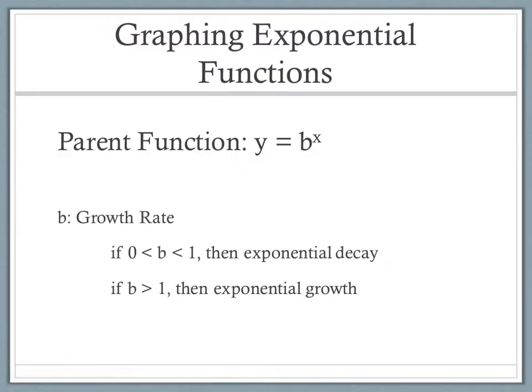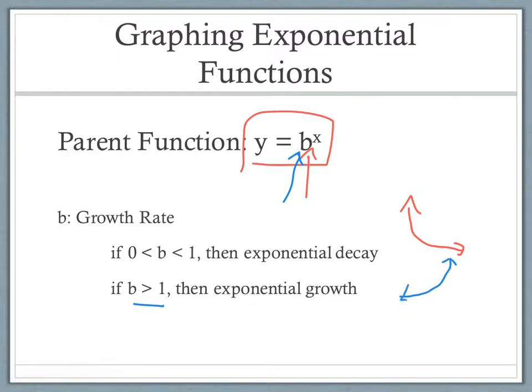Okay guys, so here is the parent function, y equals b to the x power. If that b value is between 0 and 1, we're going to call it exponential decay. The graph's going to look like this, going downhill. If it is bigger than 1, it's going to be called exponential growth, so that means it's going to be increasing, so it's going to look something like that.